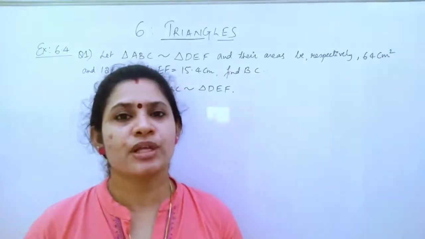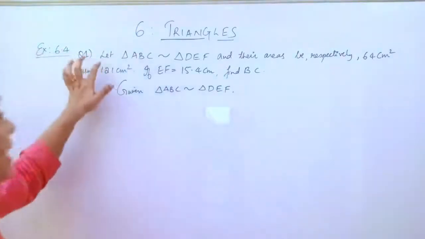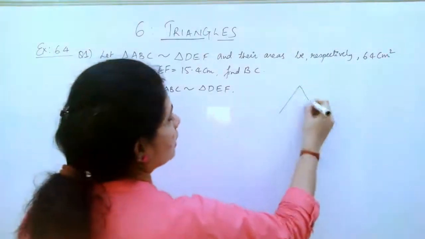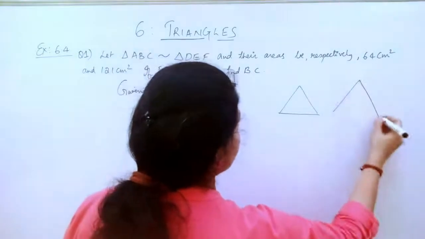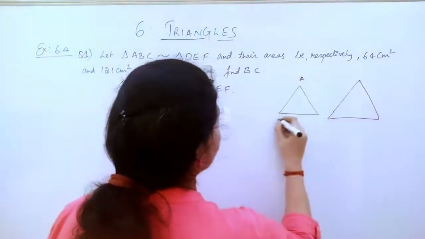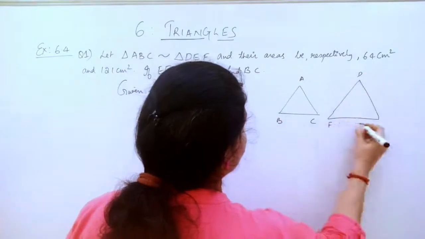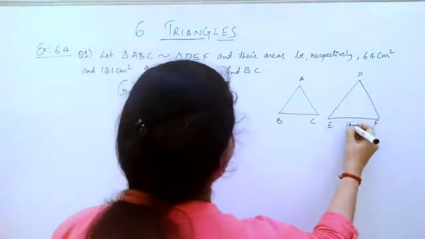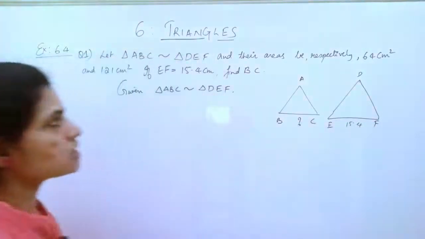Starting with exercise 6.4, the first question is: let triangle ABC be similar to triangle DEF and their areas be respectively 64 cm square and 121 cm square. If EF is given to be 15.4 cm, find BC. So the two triangles given are ABC and DEF. Their areas are given and they are giving EF as 15.4, and you have to find out what is BC.